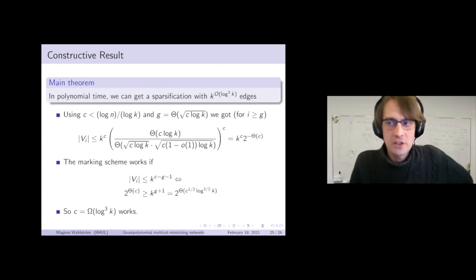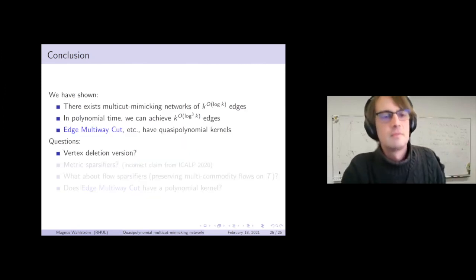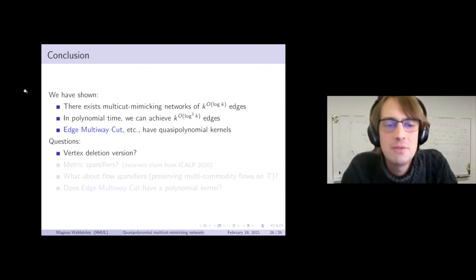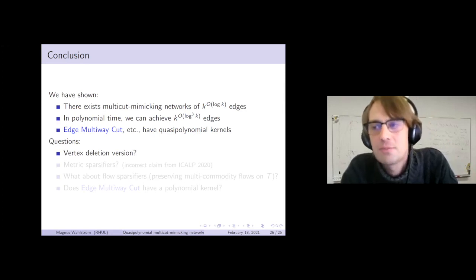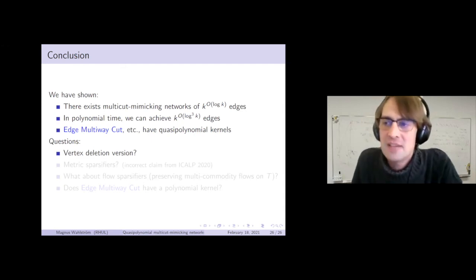And this is all randomized polynomial time. So we show there exists a mimicking network for multicuts of k to the log k edges. You can build one of k to the log cubed k edges. Edge Multiway Cut, Edge Multicut under some different parameter, and so on, have quasipolynomial kernels.